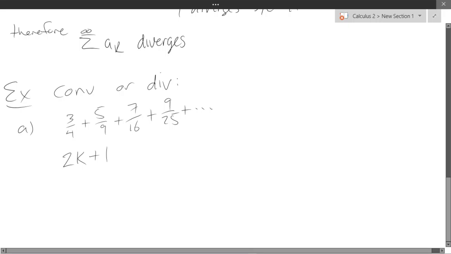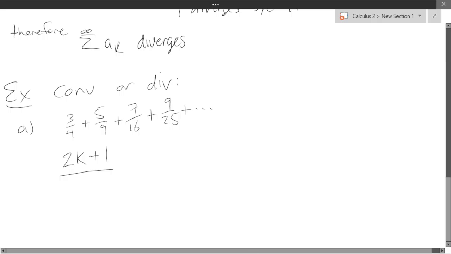K is 1, we get 3. K is 2, we get 5. K is 3, we get 7, etc., etc. So here's our add 2 each time. So there's our arithmetic sequence. What about the denominator? Looks like I add 5, then I add 7, then I add something else, 9.